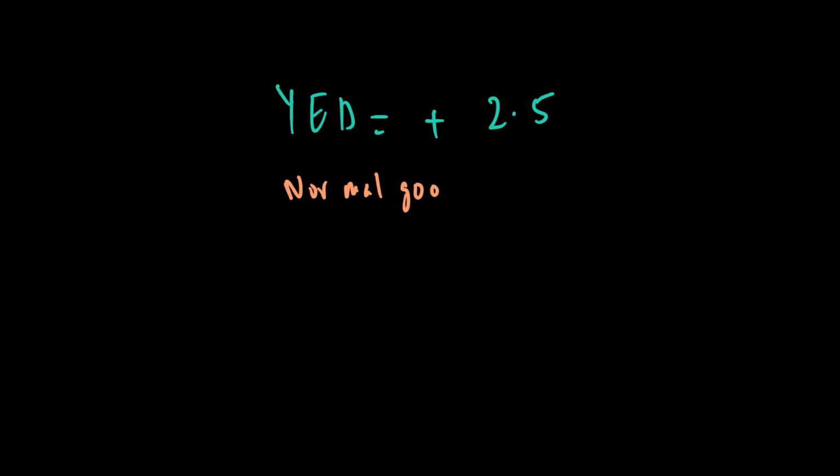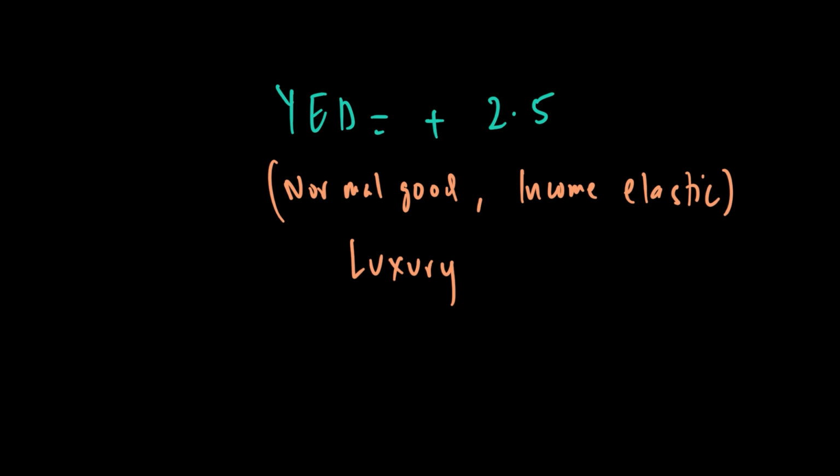Similarly, what if your YD value is positive 2.5? Now this means that it is definitely a normal good, but not only is it a normal good, it's also a luxury good because it's income elastic. As soon as your income goes up, you do buy more of this good, but it is also a very high response, which means it must be a luxury good where you will buy more of it when your income goes up, and significantly more of it. However, you also buy less of it when your income goes down, and significantly less of it.